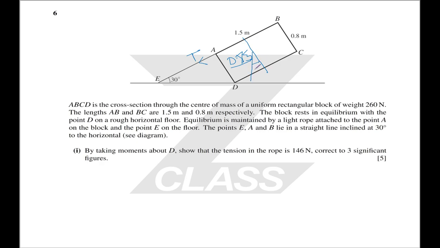We know that this is 30 degrees because we've got this over here, right? And these angles match up. So we have the weight cos 30 is our force and our perpendicular distance of 0.75. So that's actually the easiest way to look at this.